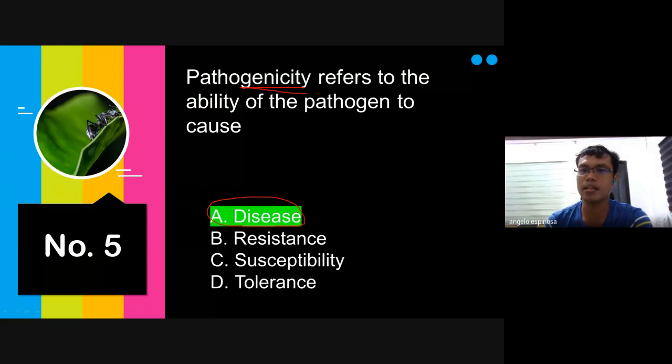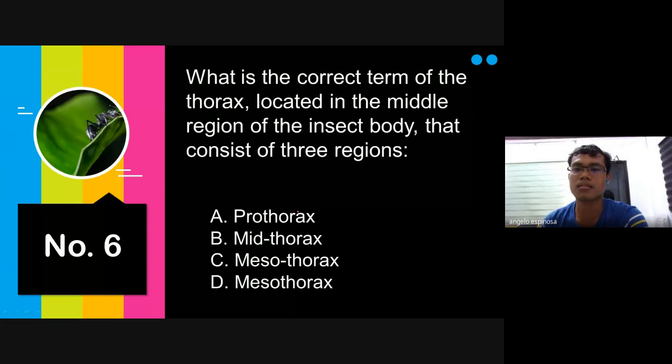Number 6, what is the correct term of the thorax located in the middle region of the insect body that consists of 3 regions? A, protothorax, prothorax, B, midthorax, C, mesothorax, D, mesothorax.